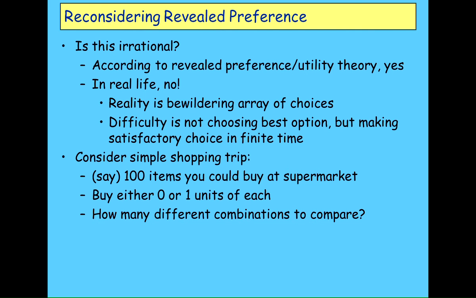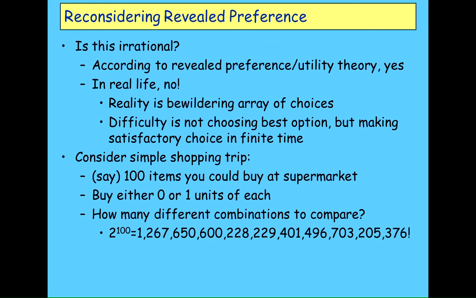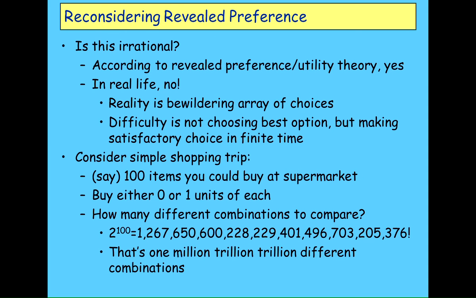A real lot would do. 2 to the power of 100 is that number. It took me a while to work out what it was verbally. That's 1 million trillion different combinations. So we're not talking about a conceivable number of shopping trolleys like 400,000 now. We're talking 1 million trillion.